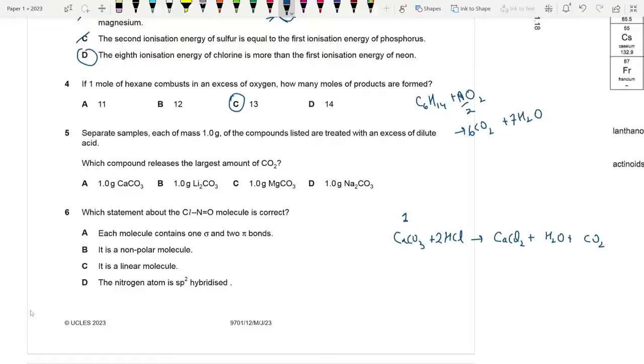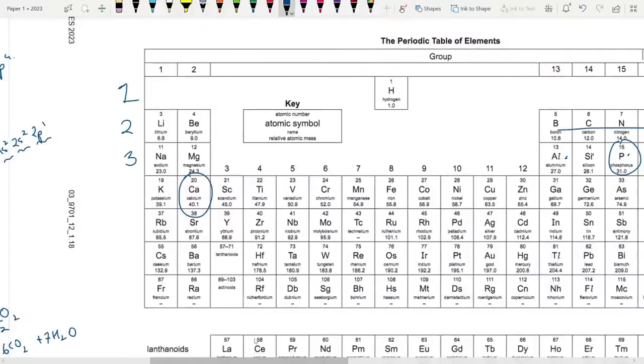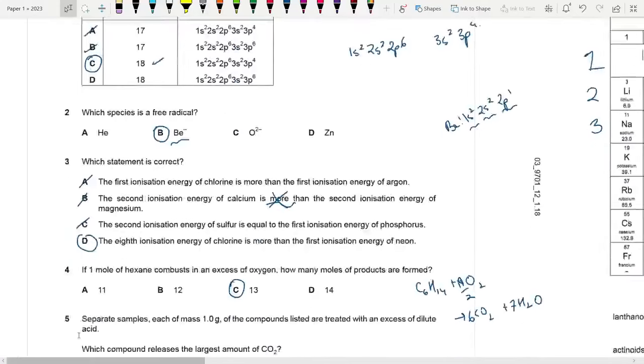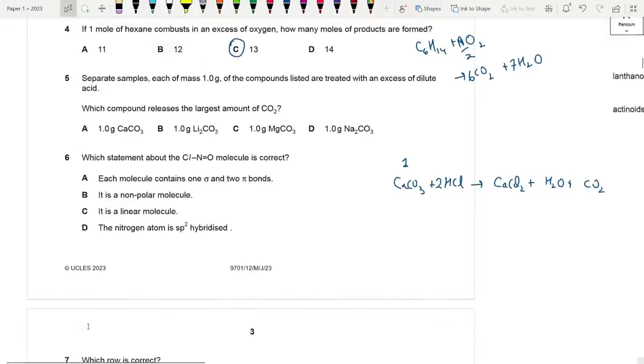So hear me out. We have 1 gram of this. What is the MR of calcium carbonate? It's 100.1, I think. Calcium is 40.1, and I know the rest. I have it memorized. 40.1 plus 12 plus 48 is 100.1. So 1 over 100.1, that's the moles. Now the molar ratio is going to be 1:1. So the same moles times 24 dm cubed, or times 1000, that is 239.76 cm cubed. Okay. Now let's go to the next one.